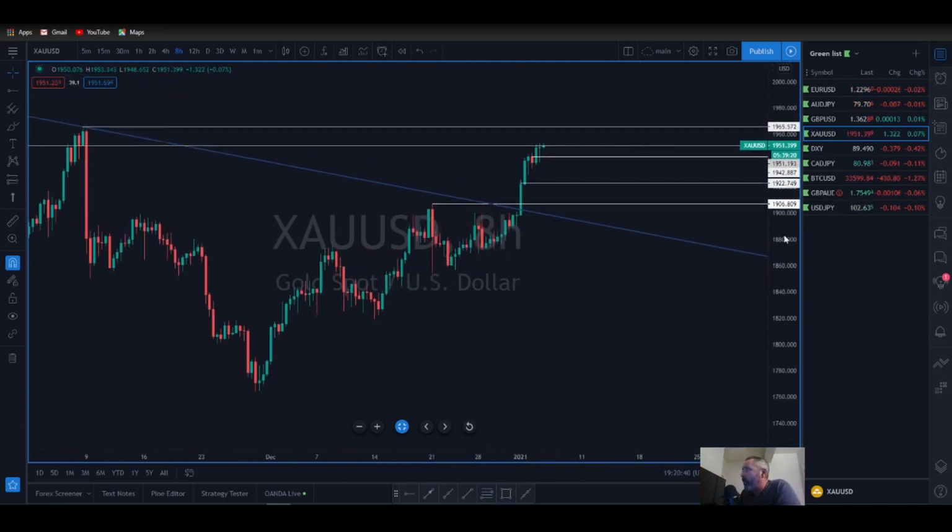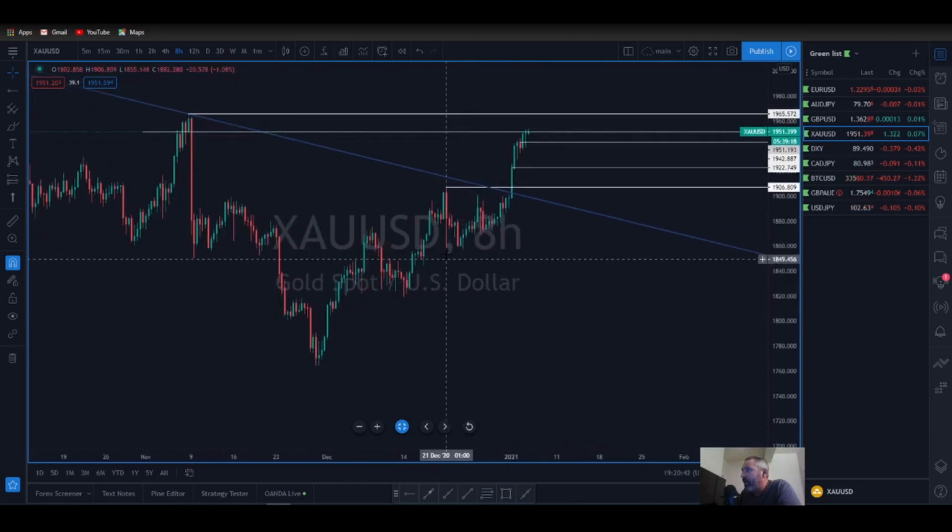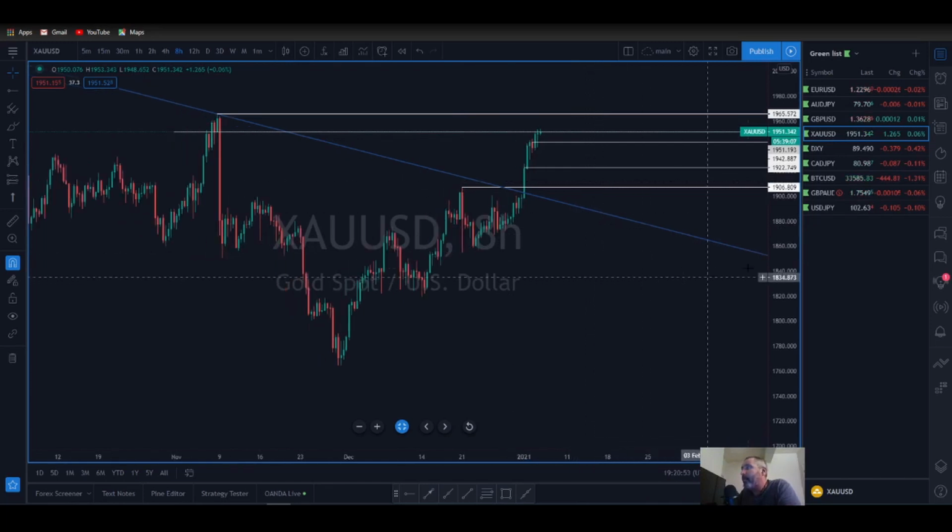When am I no longer going to be looking for bullish entries on gold? It's if you clear out this market structure down here on an 8-hour time frame closing basis. You get all the way back down here and you start closing 8-hour candles below that, then you are probably heading lower.